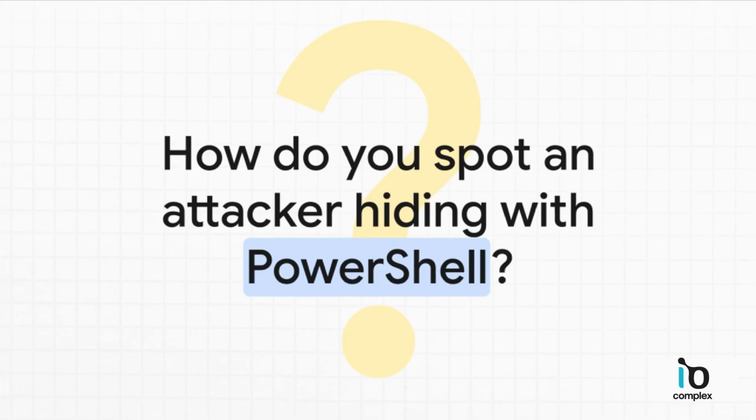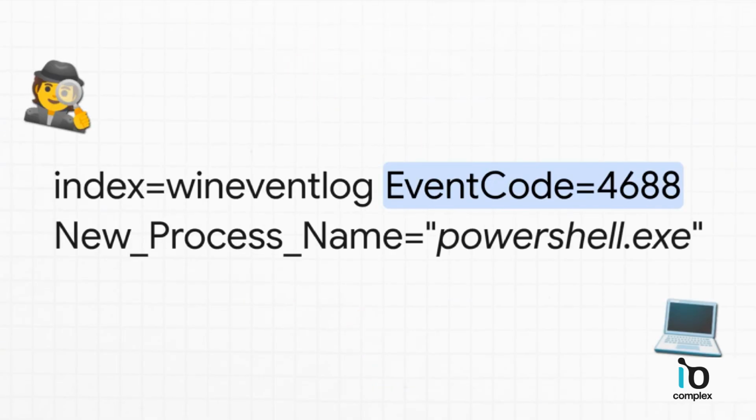Okay, let's level this up a bit. Attackers absolutely love to use PowerShell. Why? Because it's a legitimate tool that's already on almost every Windows computer out there, which means they can use it to hide in plain sight. So how do you spot that wolf in sheep's clothing? We use another event code. See, event code equals 4688 is what gets logged every single time a new program or process is started. So by filtering for a new process name that contains PowerShell.exe, this query instantly gives you a breadcrumb trail to follow. You can see every time it was launched, which user did it, and on which machine.